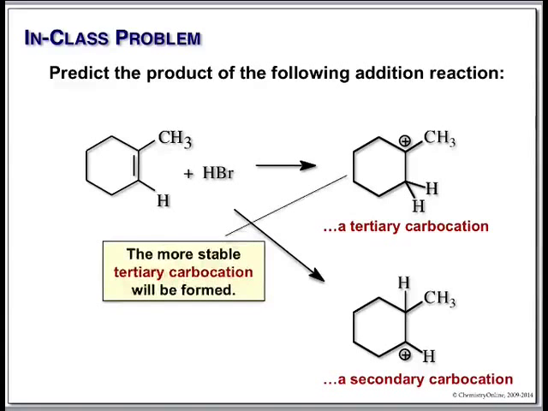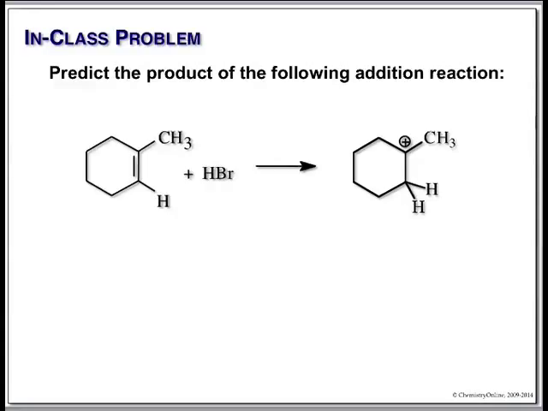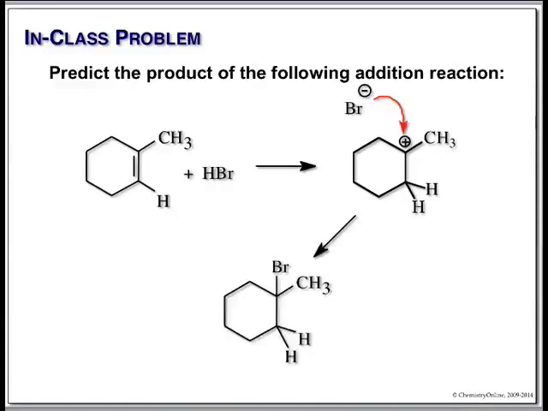Step 2, we're going to add bromide, Br minus, to the carbocation. And our product will be 1-bromo-1-methylcyclohexane.